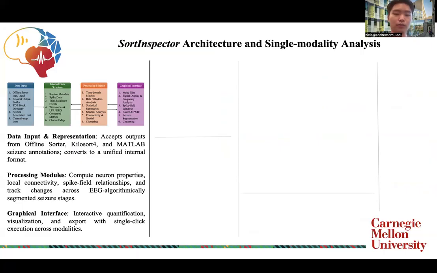Then, the processing modules compute neuron properties, local connectivity, spike field relationships, and track changes across EEG-defined seizure stages. All of these are accessible through an interactive graphical interface with single-click execution for quantification, visualization, and exporting results. This lowers the barrier for users who may not be expert programmers.